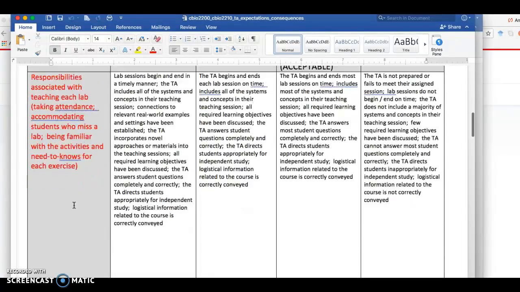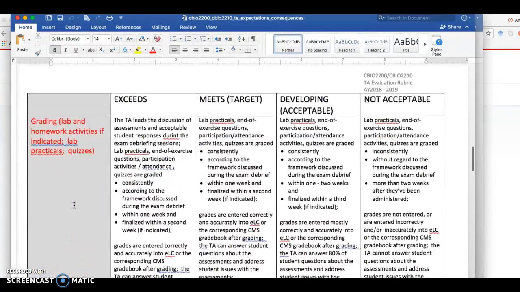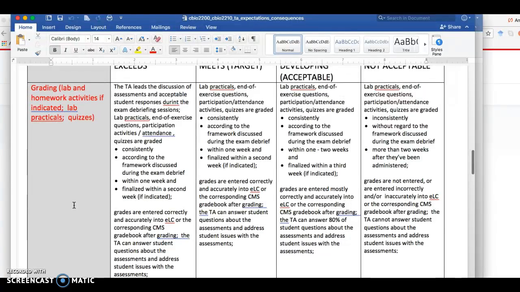The last very critical responsibility, the last very critical thing that we expect of our TAs is grading. We expect TAs to grade activities, practicals, quizzes, end of exercise questions, whatever it is. We expect those things to be graded in a timely, accurate, and honest manner. We expect that you will be able to grade them in such a way that you can answer questions from students about how their exam or their quiz was graded.